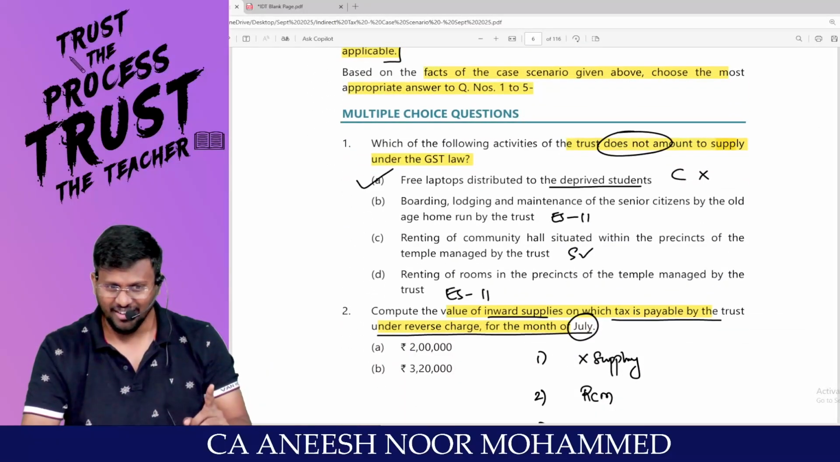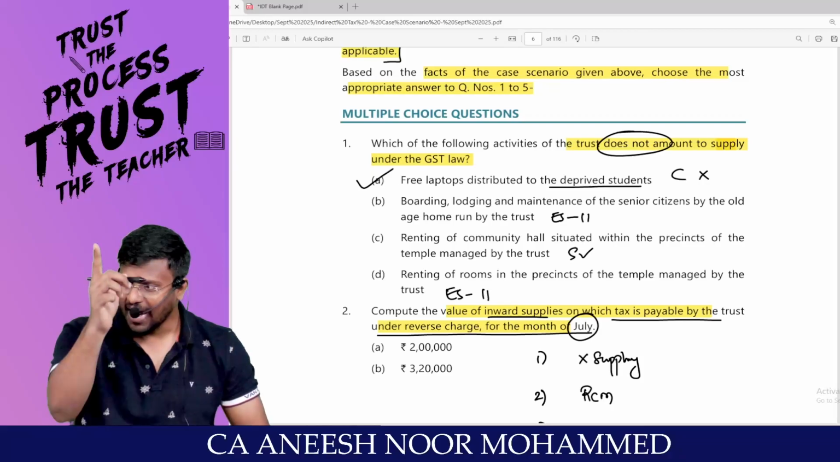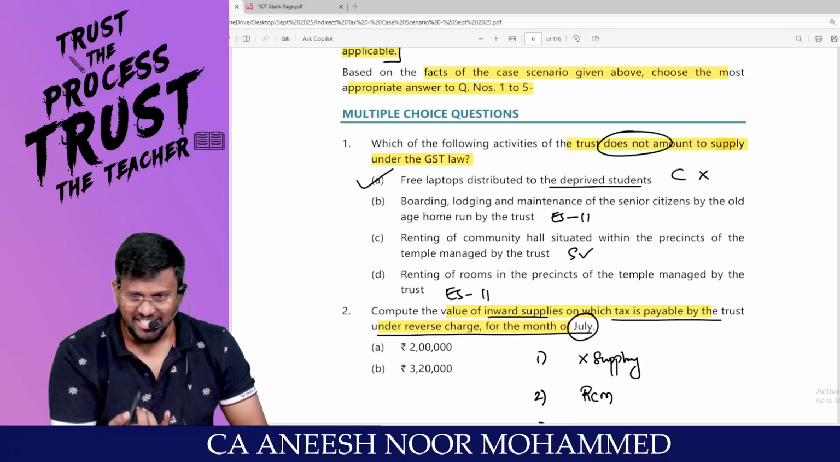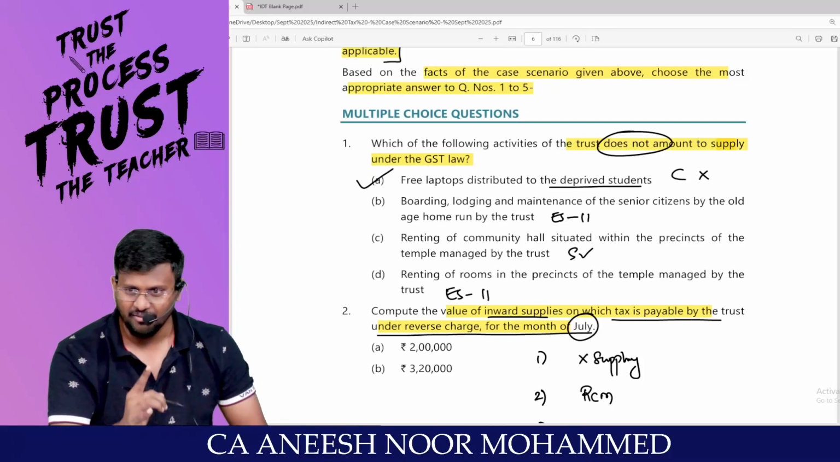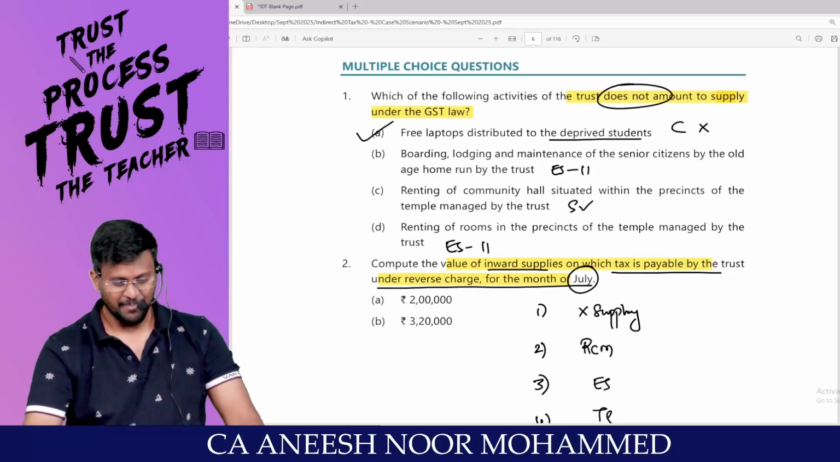Where did I go wrong? You just think: without studying exemption, this cannot be touched. ITC cannot be touched. Registration cannot be touched. One word: without studying, GST cannot be touched. That's what I said, the prerequisite that you should know the subject. Coming to the third question.